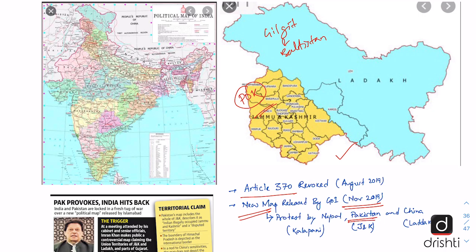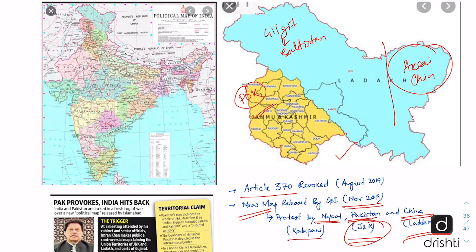Pakistan for obvious reasons, because the status of Jammu and Kashmir was changed by India. And China also protested because in this map, Aksai Chin, which is in possession of China, was shown as part of the Union Territory of Ladakh. And protest was also made by Nepal over the Kalapani region, which is disputed between India and Nepal. Nepal has also gone ahead and released a new political map which shows the area which is in Indian possession as part of Nepal.